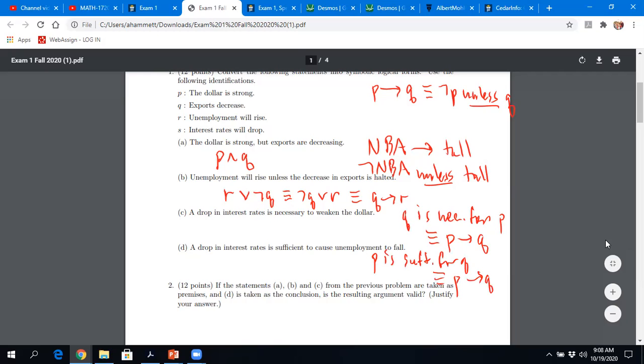So I think a drop in interest rates is necessary for a weak dollar, okay? So that's like not P implies S. Does that make sense? And what else? A drop in interest rates is sufficient to cause unemployment to fall. So that'd be S implies, what do I want here? S implies what?